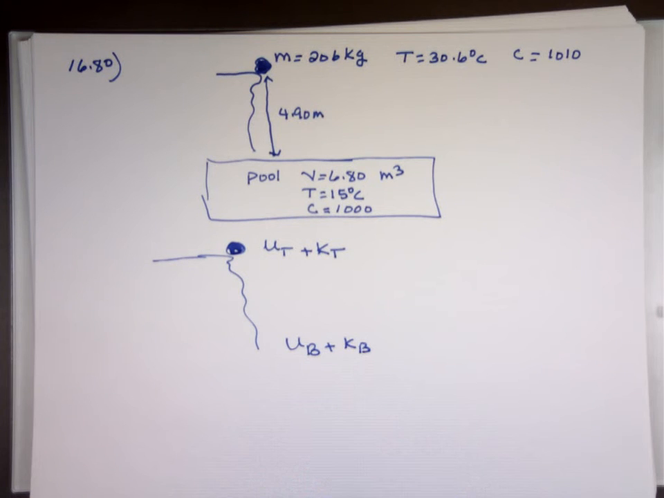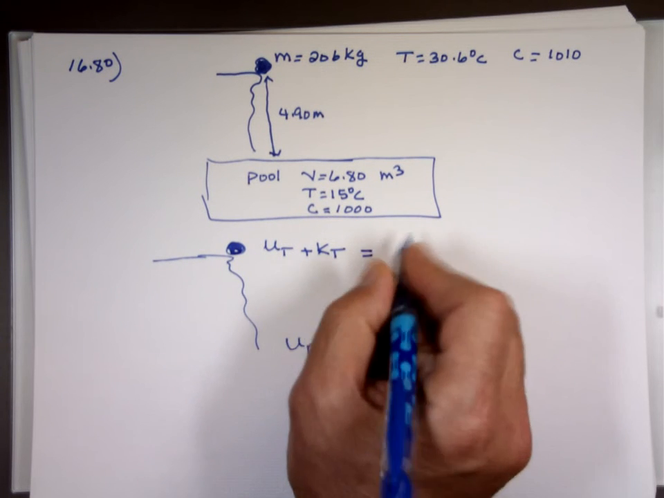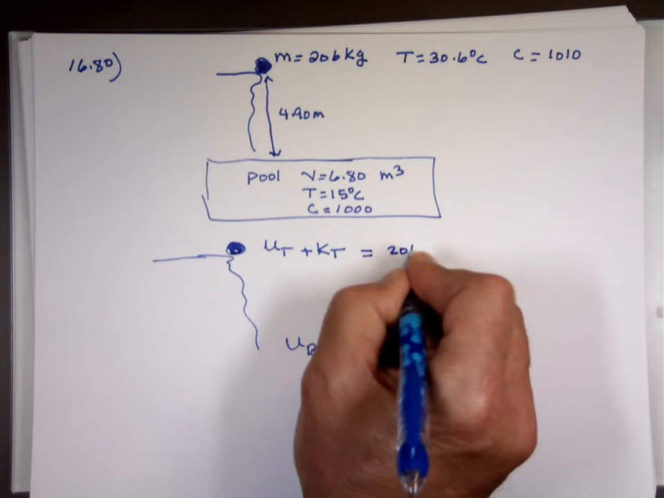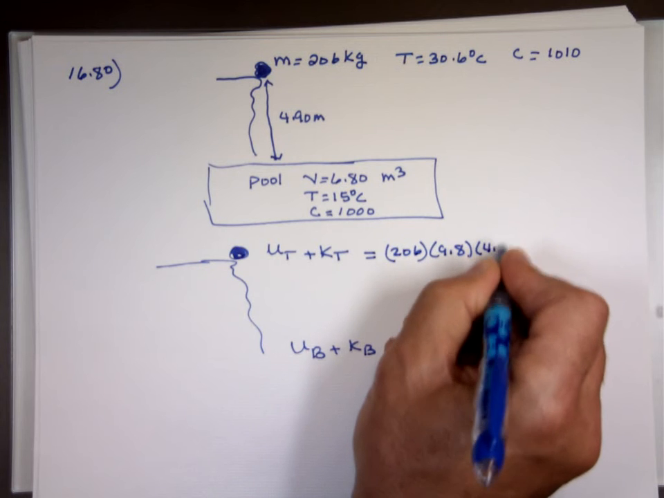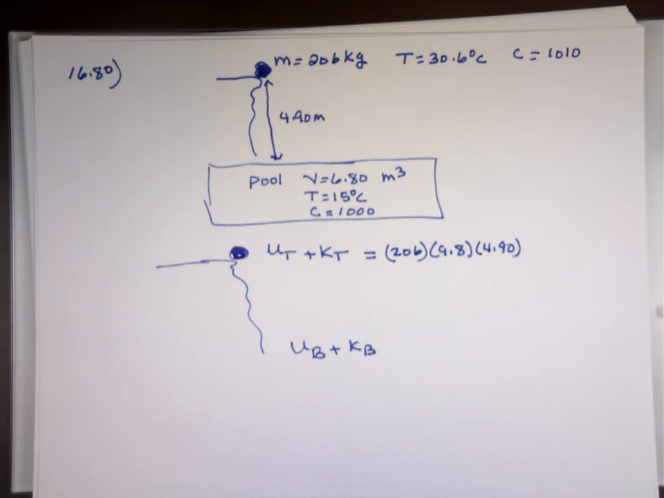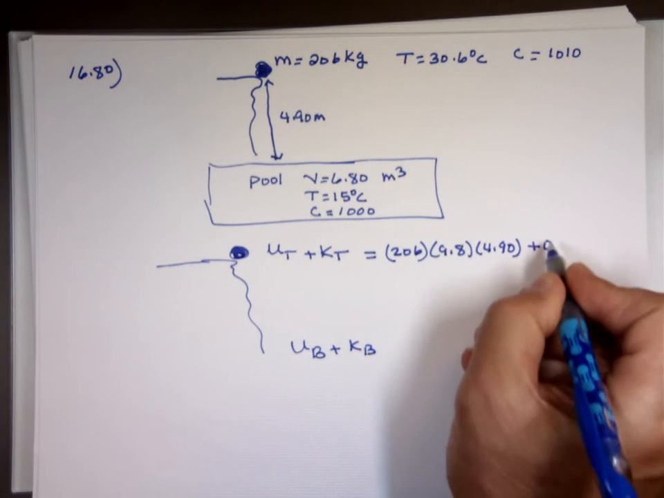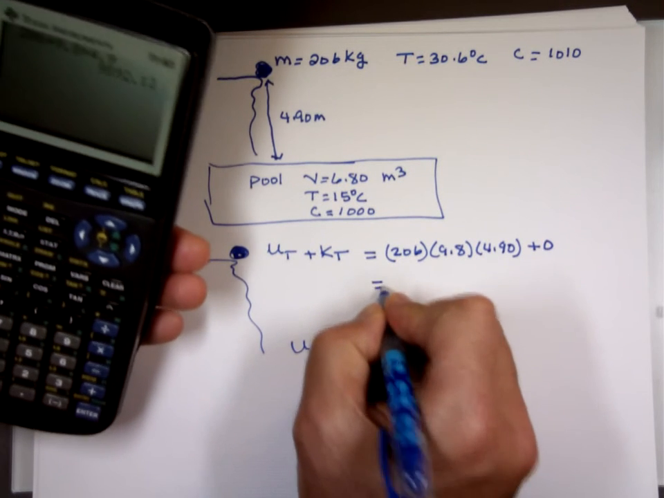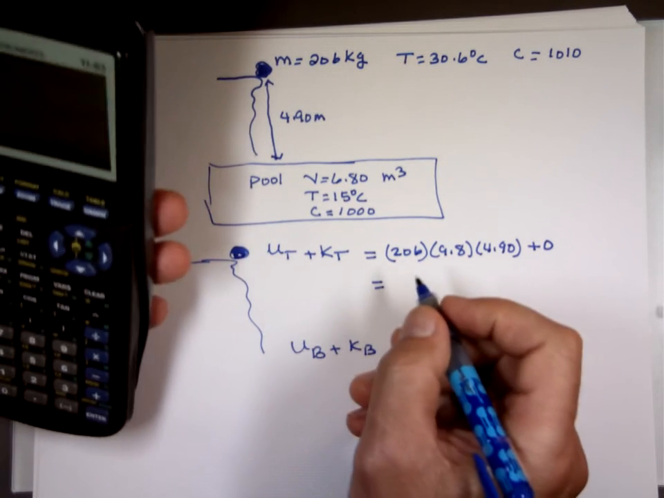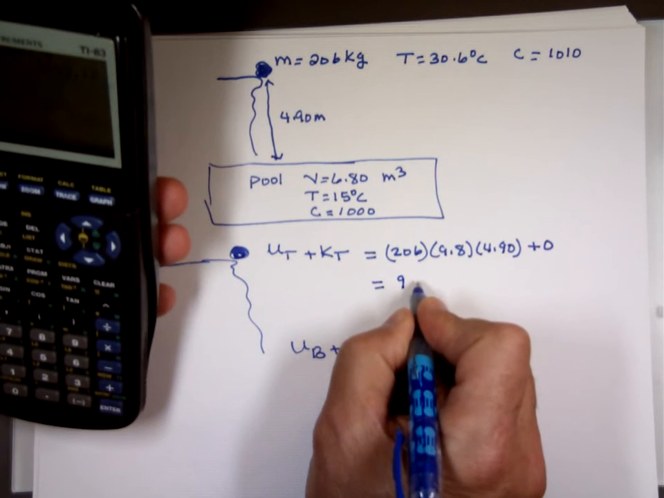Okay, potential energy at the top is the mass, which is 206, times gravity, which is what? 9.8, times the height, which is 4.90. They gave us the height for a reason. The kinetic energy is really zero. The rock wasn't moving. The sum of the energy at the top is 9892.12.